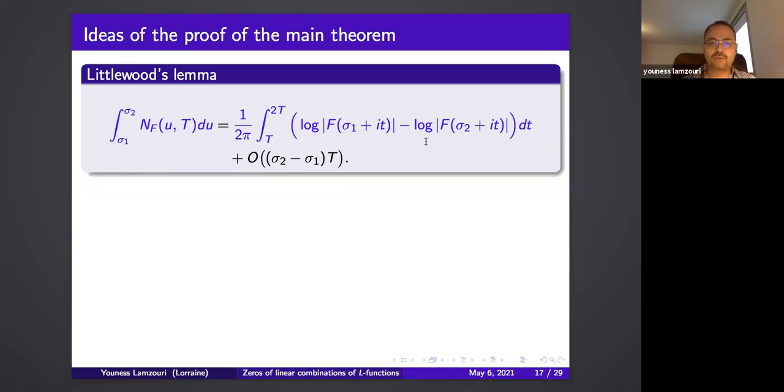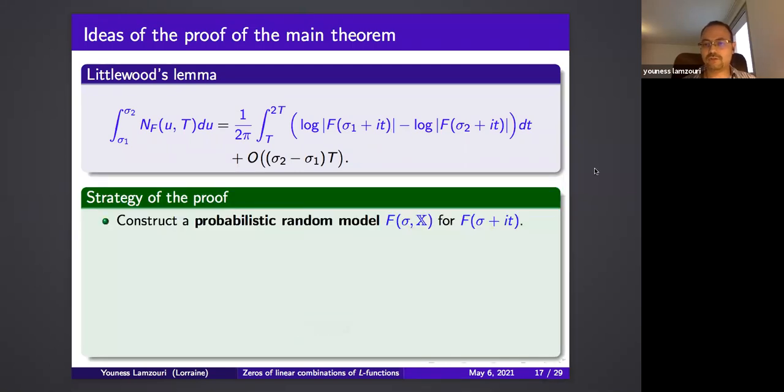So what we are going to do is as follows. First, we are going to construct a probabilistic random model, which we will call f_σ(x), for this linear combination f(σ + it).